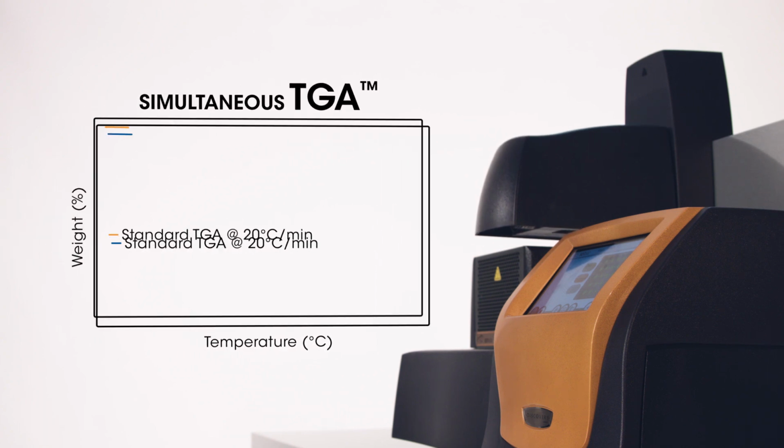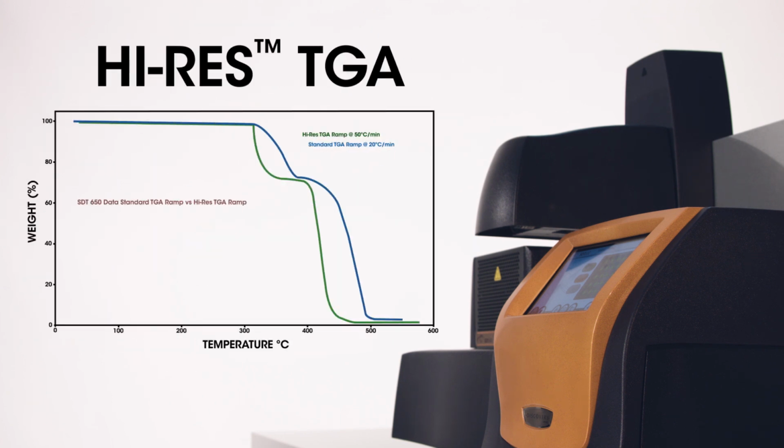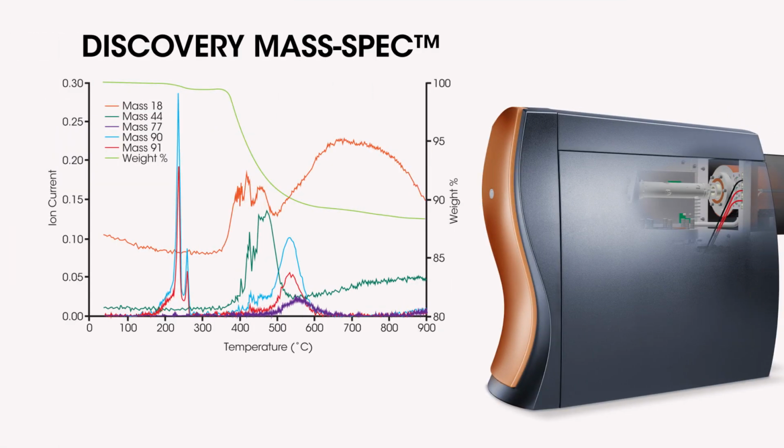Simultaneous TGA, for twice the experimentation in half the time. High-res TGA, for superior separation of broad and overlapping weight losses. And even fully compatible with Discovery Mass Spec for the best in evolved gas analysis.